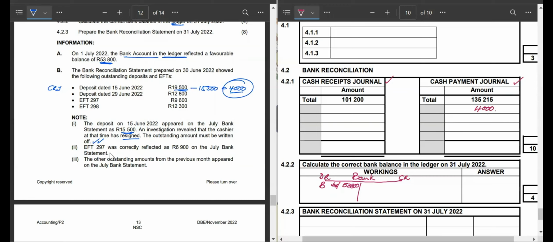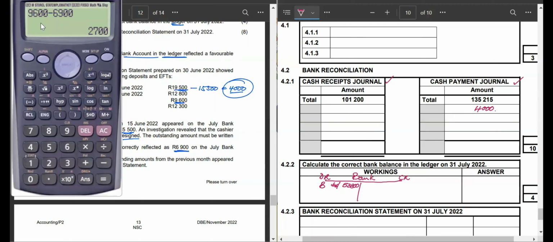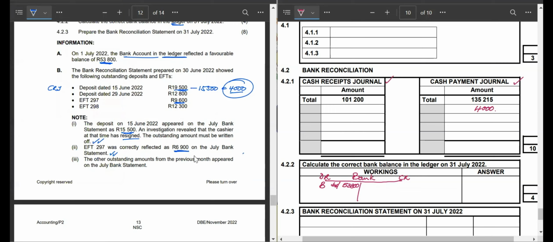The next information, number 2, reads, EFT 297 was correctly reflected as 6,900 on the July bank statement. Here is the EFT. Here it's 9,600, but here it's 6,900. Let's get the difference. How much is the difference? Here's the difference. 9,600 minus 6,900. The difference is 2,700.